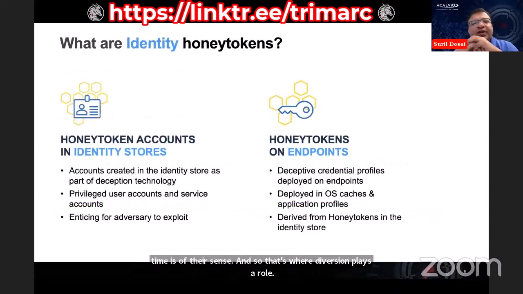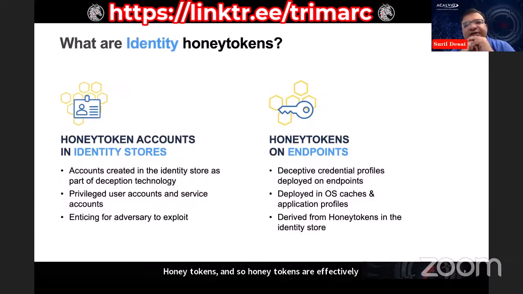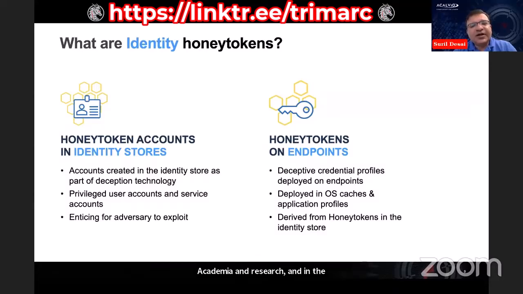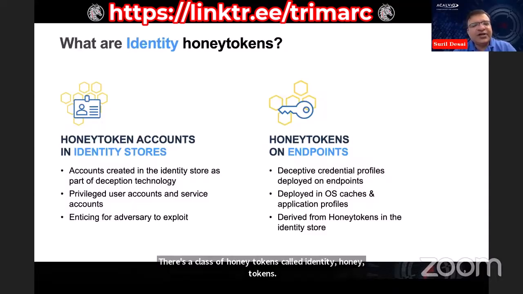Now let's discuss what honey tokens are. Honey tokens are effectively a class of deception techniques that involve planting deceptive forms of data into multiple places. The honey tokens concept itself is a fairly broad concept that has been there in academia, research, and industry for a long time. But there's a class of honey tokens called identity honey tokens, which can be used for this use case, which are effectively honey token accounts.